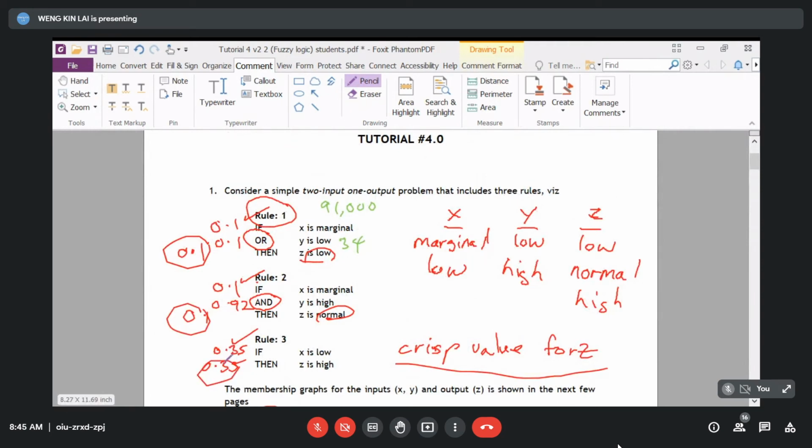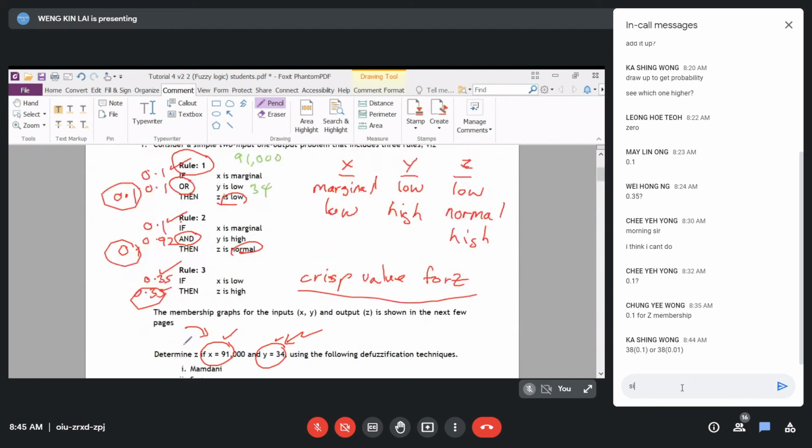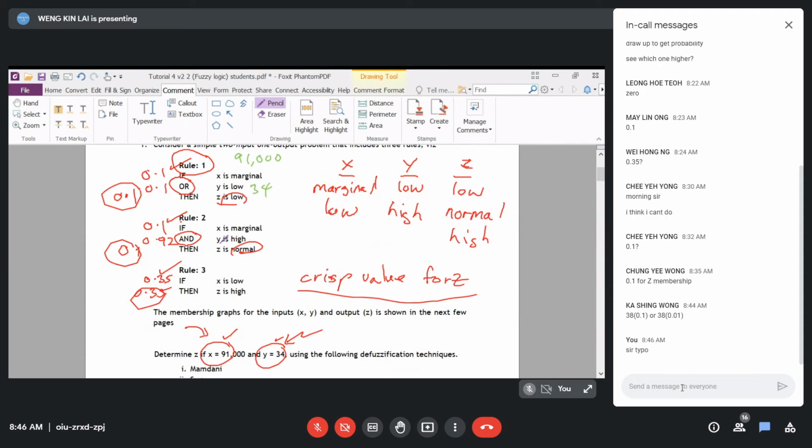Is it clear? Now, maybe it's good for me to ask you, how do you arrive at 0.01? Maybe I missed something there. How do you get 0.01? Because you see our membership for Z is actually 0.1, because based on this, either the union or the intersection. Is it clear?